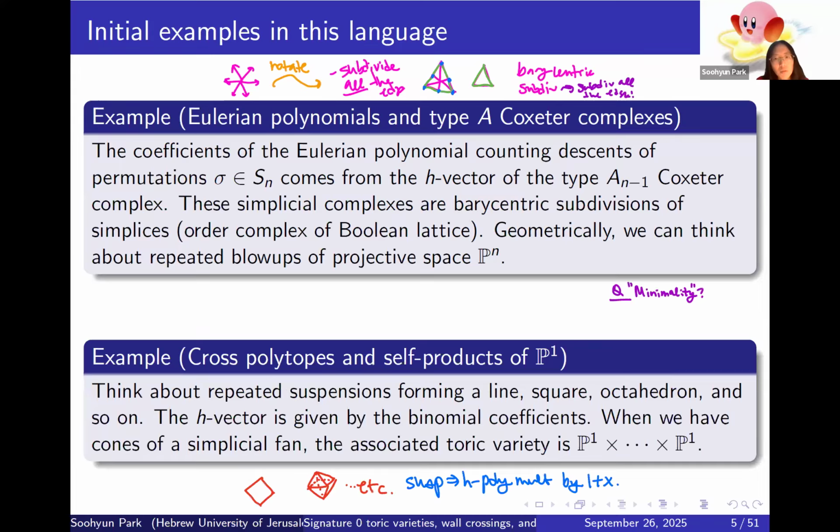And another example comes from cross polytopes. By cross polytopes, I just mean repeated suspension. So you have a pair of points and then you end up with a square, the boundary of an octahedron, and so on. All these things are hollow. And here the associated toric variety is a self product of P1s. To end, a key thing we'll discuss here is some sense of minimality with respect to some restricted class of blowups.